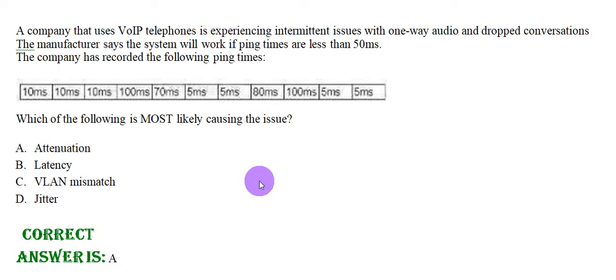A company uses VoIP telephones and is experiencing intermittent issues with one-way audio and dropped conversations. The manufacturer says the system will work if ping times are less than 50 ms. The company has recorded the following ping times. Please have a look at the table. Which of the following is most likely causing the issue? Option A, attenuation. Option B, latency. Option C, VLAN mismatch. And option D, jitter. The correct answer is option A.